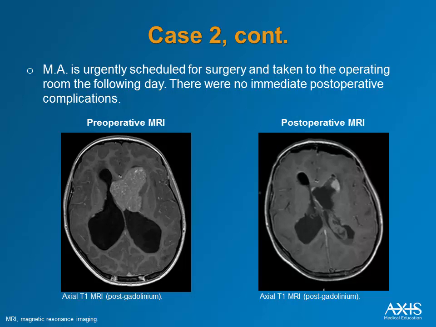So she went to the operating room the following day, and there were no immediate operative complications. And you see here the preoperative MRI that you were just shown, and on the right is an MRI that was obtained the day after. There's a little bit of layering of blood in the lower left lateral ventricle, and what you can see is that there is some residual tumor that the surgeons were not able to completely remove.